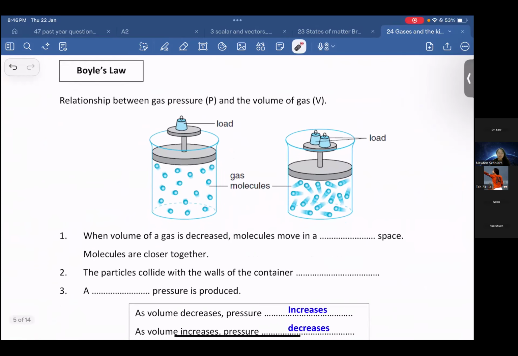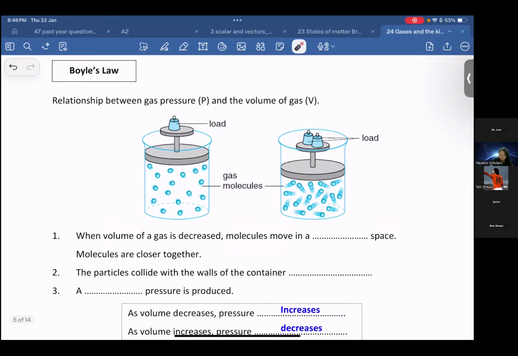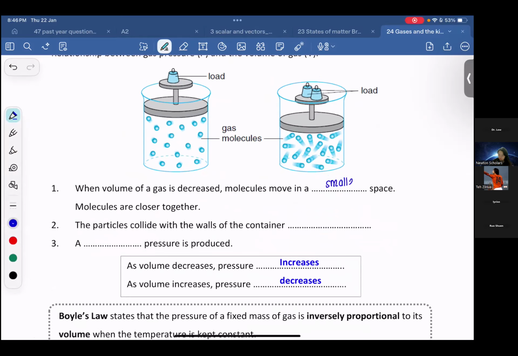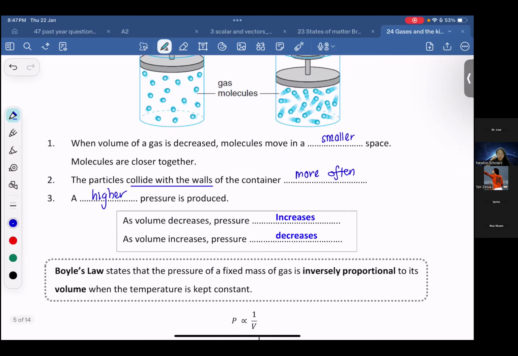Pressure and volume. Okay, so just now we said that volume decreases. So we're trying to push it down, and the number of particles inside does not change. The volume of the gas is decreased, so molecules will move in a smaller space. Then the molecules will be closer together. Particles collide with the wall more often. You see, you must mention collide with the wall. You don't just say that particles collide more often. Collide with what? Okay, so a higher pressure will be produced. More collisions, more pressure.